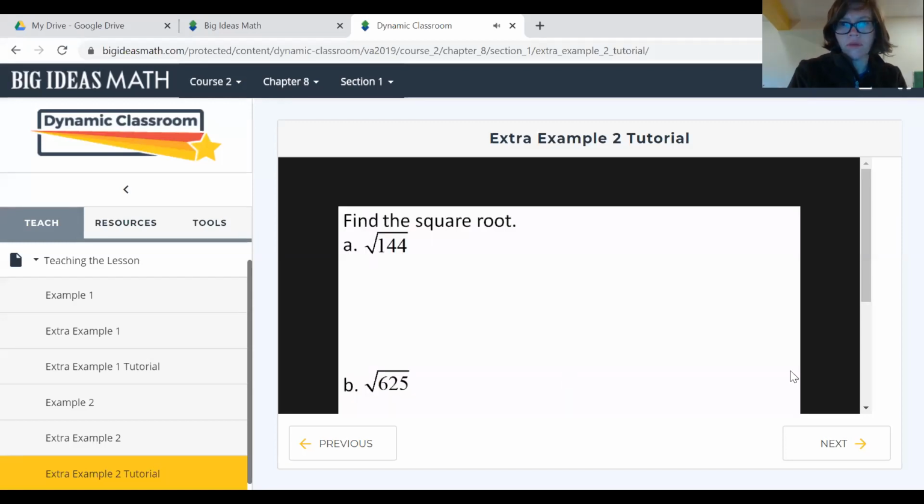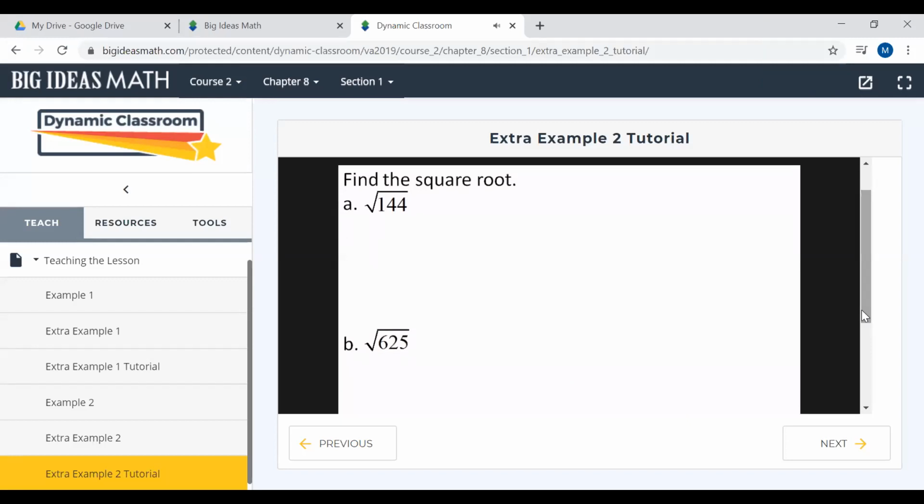Find the square root. A. The square root of 144. Because 12 squared equals 144, the square root of 144 equals the square root of 12 squared, which equals 12. So the square root of 144 equals 12.